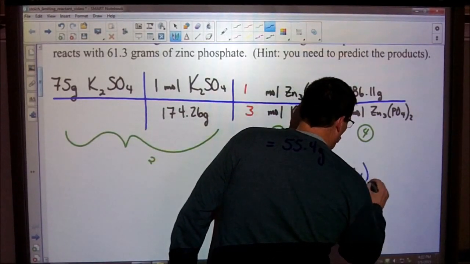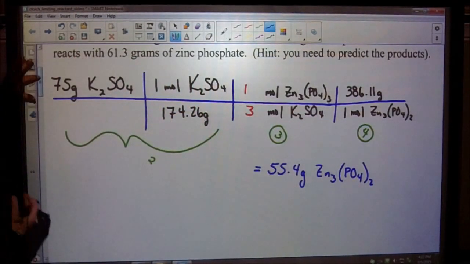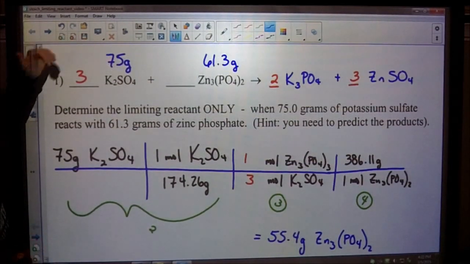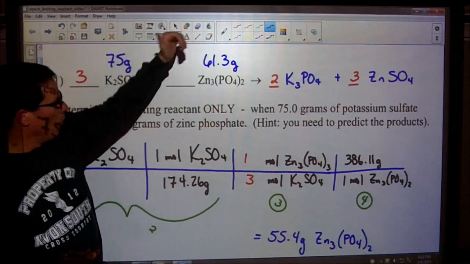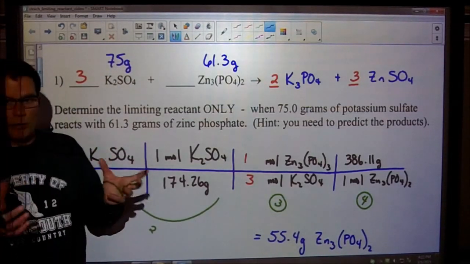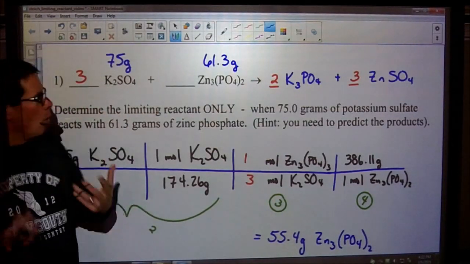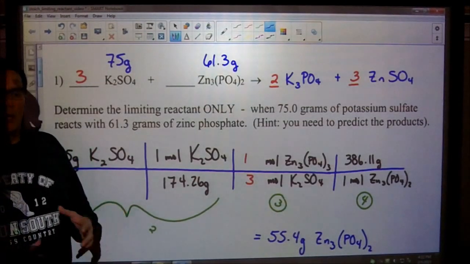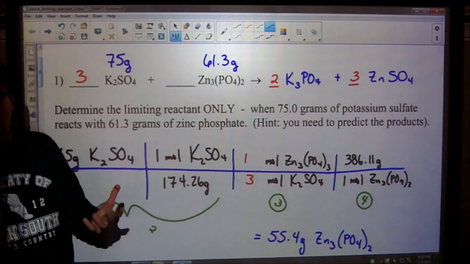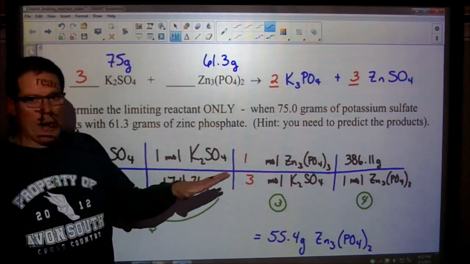All right, what can we do with this information? Here's how I walk myself through it. I know that I have 75 grams of potassium sulfate and 61.3 grams of zinc phosphate, and that was the information that I have. So I have these 2 containers, and that's the amount of reactants that I have. And I want to find out which one is going to be consumed completely first. Whichever one gets completely consumed first, as soon as that reactant is completely consumed, the reaction's done.